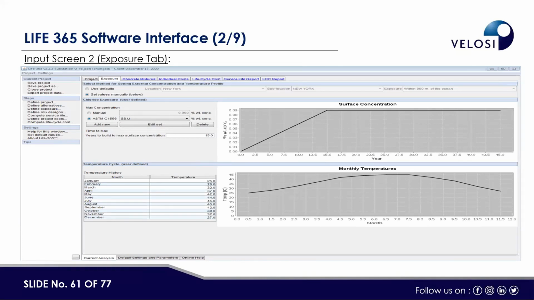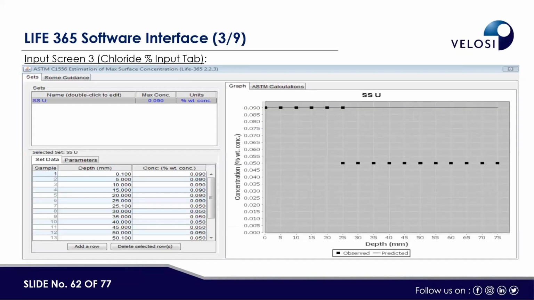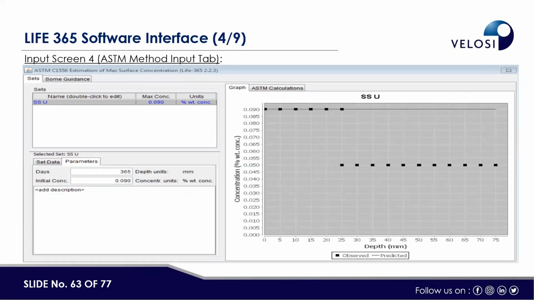Once we select ASTM C1556, we can add a new set. Once we click on the new set value, this window pops up, and here we can give the depth increment like 0.1 to 50 mm, and we can give the chloride concentration values. These were the values available from the NDT results. So these values were put in and added. The maximum concentration value would be plotted in the corresponding graph. Once we input those values, we have parameters like the days and initial concentration. For the temperature region we are selecting 1 year, so there won't be much effect from the days, and the initial concentration value would be inputted.